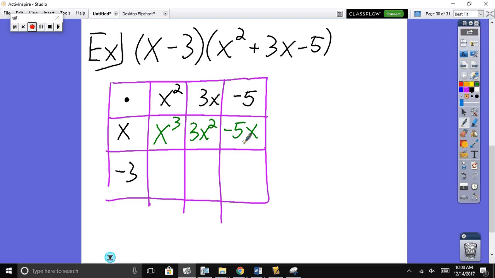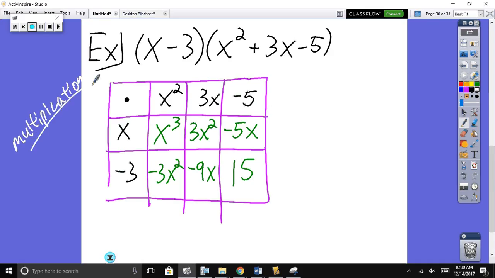Similar down below, x squared times negative 3 would be negative 3x squared. Negative 3 times 3x is negative 9x. And negative 3 times negative 5. Well, think, should this be positive or negative? It should be 15. This is called a multiplication table. It wouldn't be a bad idea to label the method that you're doing so you can see how you solved it.